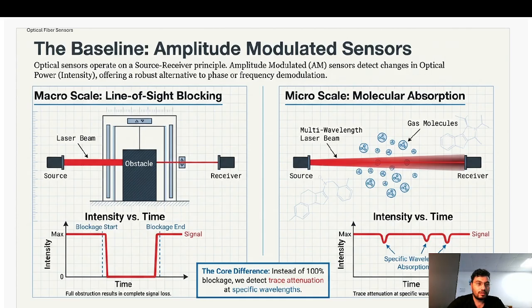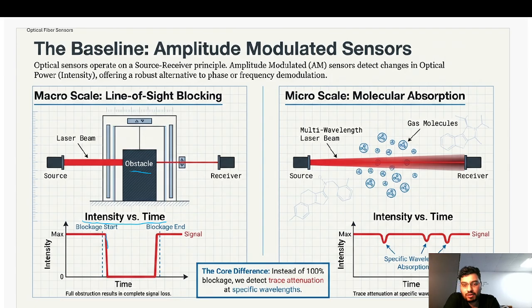The baseline and amplitude modulation signals we need to discuss. The first thing is the amplitude modulation sensor, how it works. On a macro scale we see the line of sight blocking, and on micro scales we see the molecules absorbing. You can see here intensity versus time: if you are plotting it, we'll get the blockage of light if you keep an obstacle in the path.